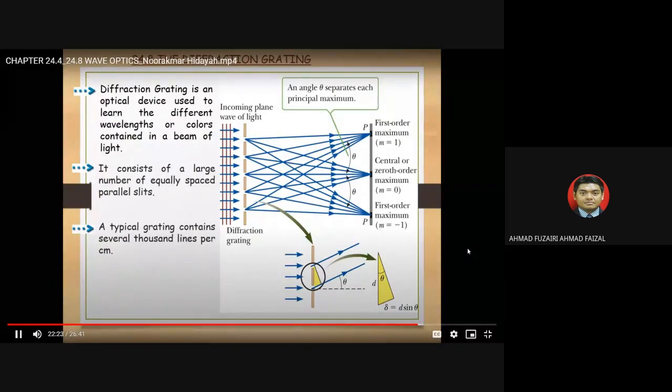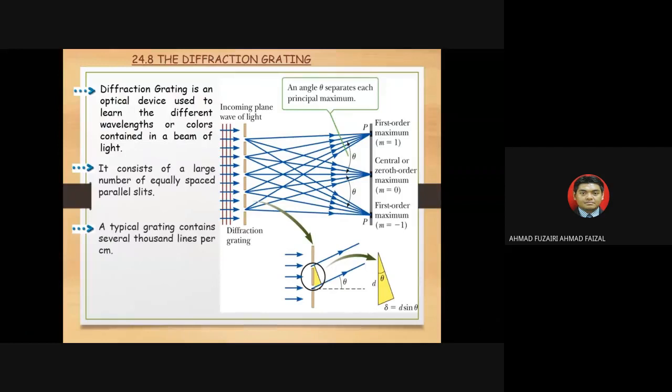The diffraction grating. A diffraction grating is an optical device used to learn the different wavelengths or colors contained in a beam of light. A diffraction grating consists of a large number of equally spaced parallel slits. A typical grating usually contains several thousand lines per centimeter. How the light waves interfere constructively or destructively in a diffraction grating is actually similar to double slit and single slit, but the difference is in the interference pattern.